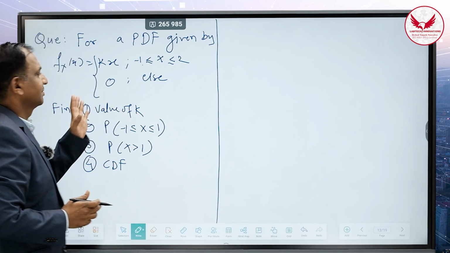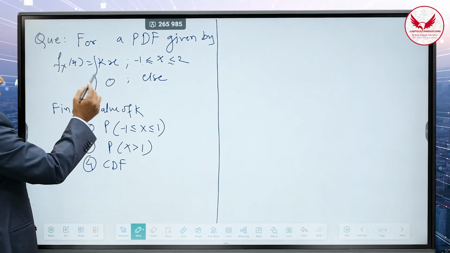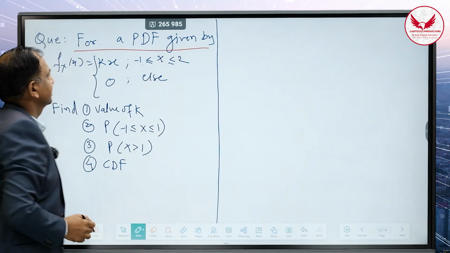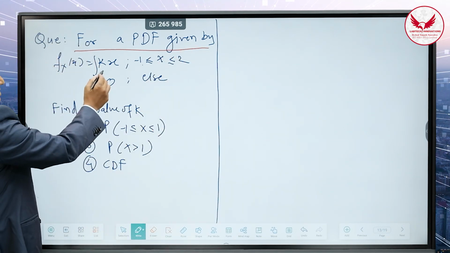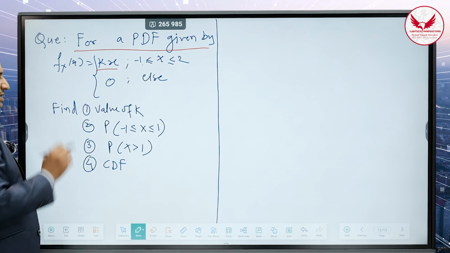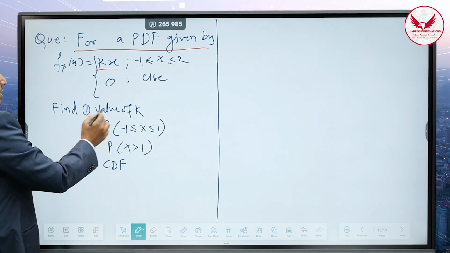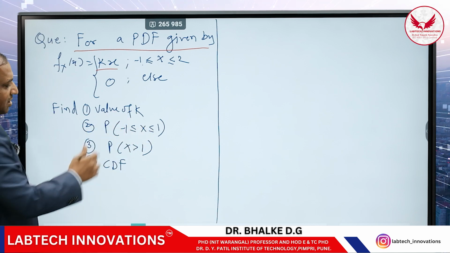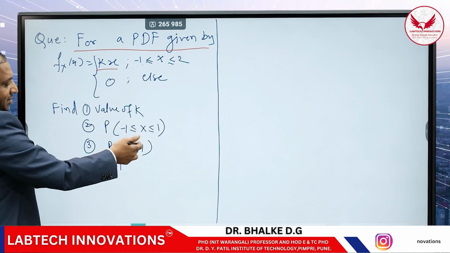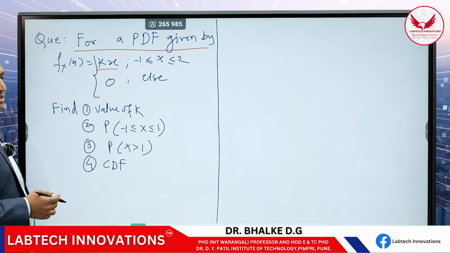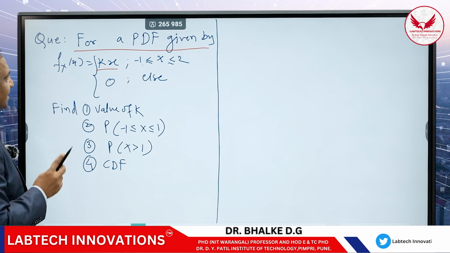Now this is the problem given. For the probability density function given by fx of x is equal to kx between -1 and 2, and 0 elsewhere, they will ask you to find the value of k, the probability between any two values, or the probability of the random variable being greater than some value, and they will ask you to find the CDF, the cumulative distribution function. Now let us solve this problem.